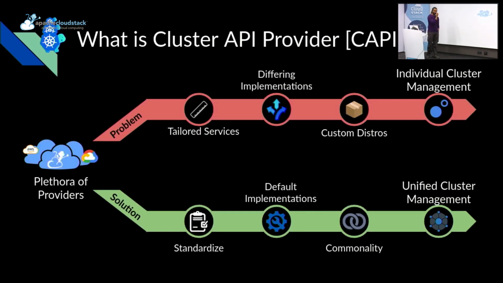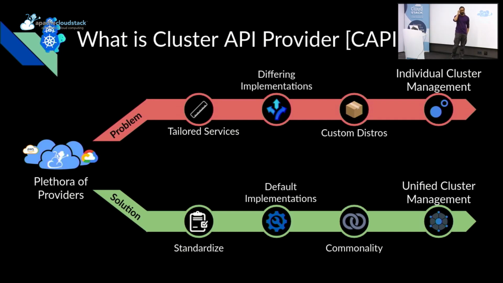All right, so picking up from last presentation. So why do we have Cluster API Provider? So there are a whole bunch of cloud providers. You're on cloud, you're on-prem, OpenStack, GCP, CloudStack, AWS. But the problem with them is if you would like a Kubernetes offering from them, they're tailored services. They're customized to their particular product, to the particular infrastructure on which they're running. They have differing implementations. So let's say if you'd like to upgrade your Kubernetes versions, in one provider it would be an in-place upgrade. In another provider it would be a rolling upgrade. There's no standardization. They use custom distros.